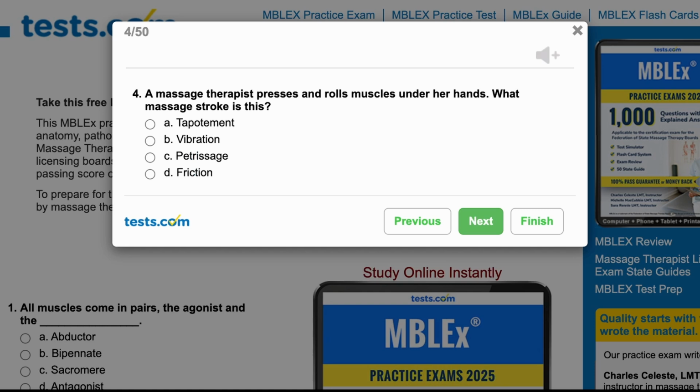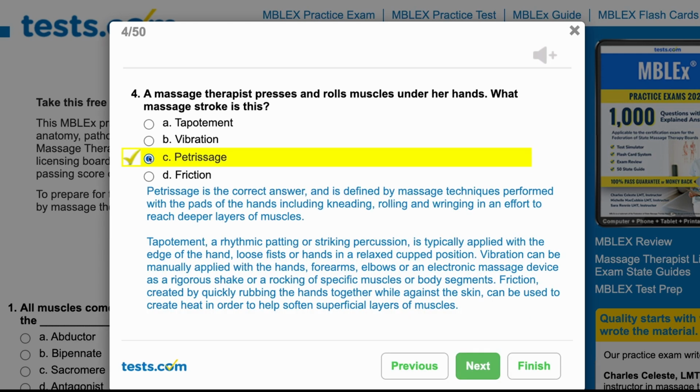Question 4. A massage therapist presses and rolls muscles under her hands. What massage stroke is this? A. Tapotement, B. vibration, C. petrissage, or D. friction. C. Petrissage is the correct answer and is defined by massage techniques performed with the pads of the hands, including kneading, rolling, and wringing, in an effort to reach deeper layers of muscles.